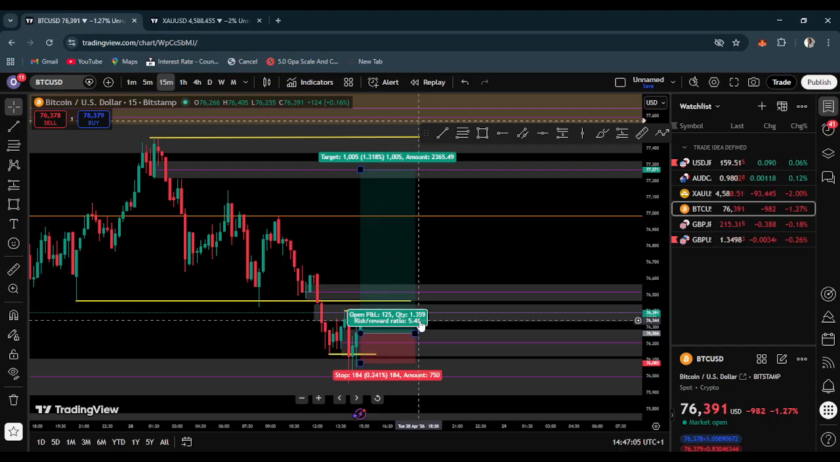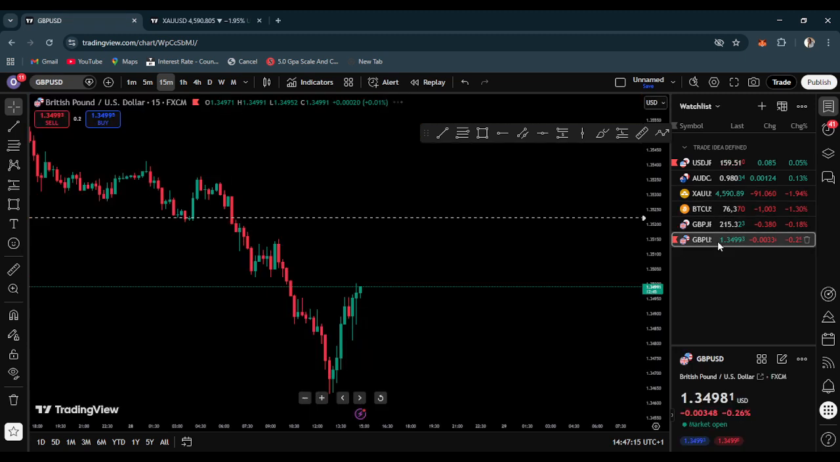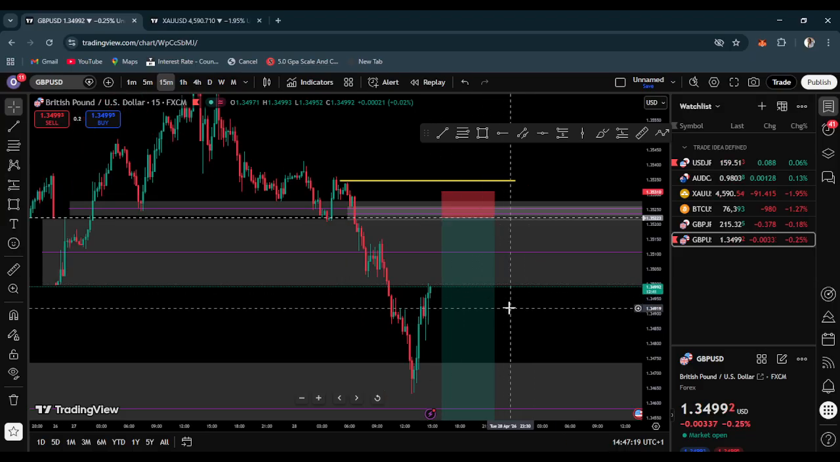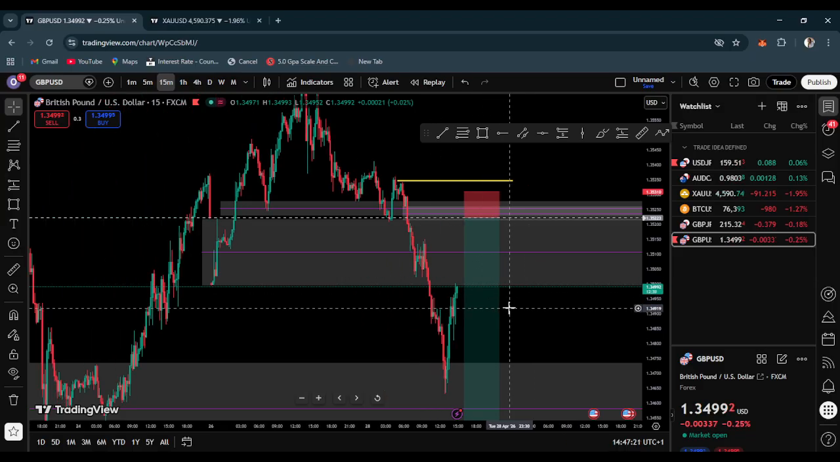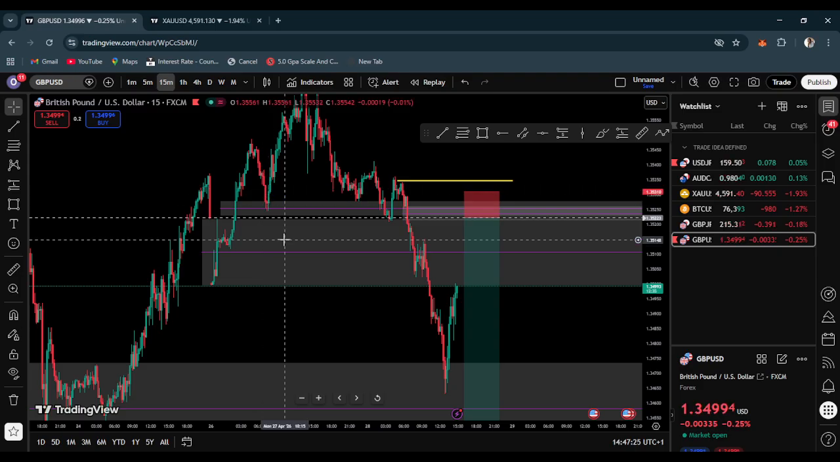So let's see how the market goes from here. We've closed above the 50% decisively. Let's see how the market goes from here. All right, so we can go back to GU. That's the one particular trade I'm looking forward to.